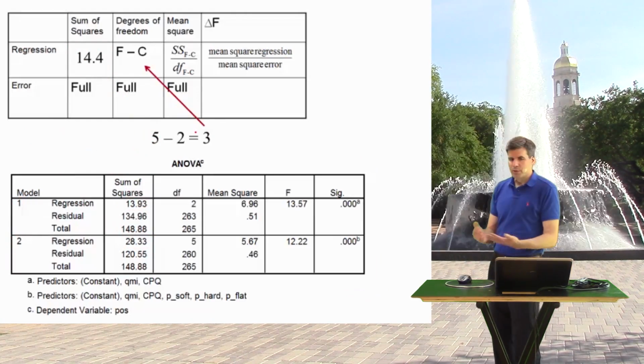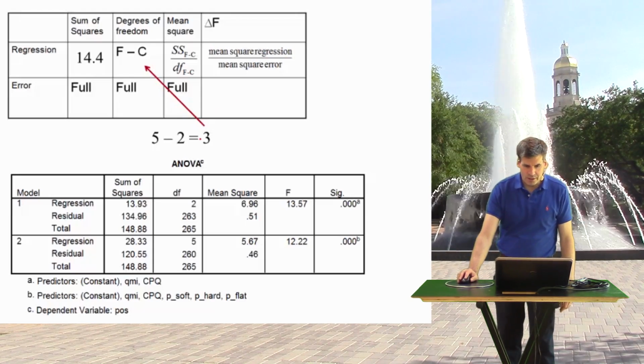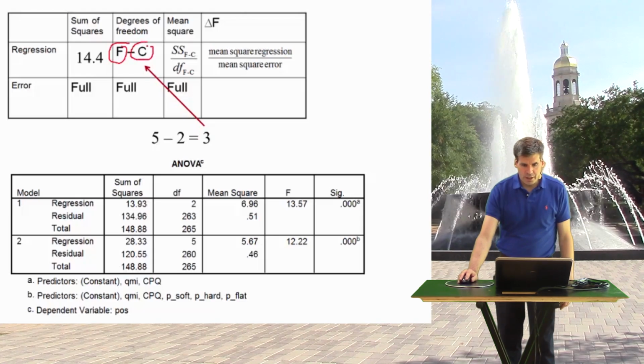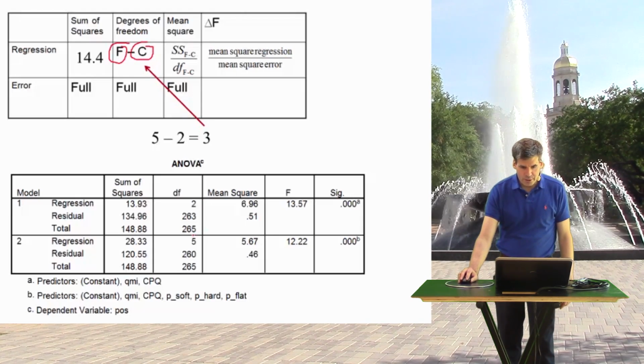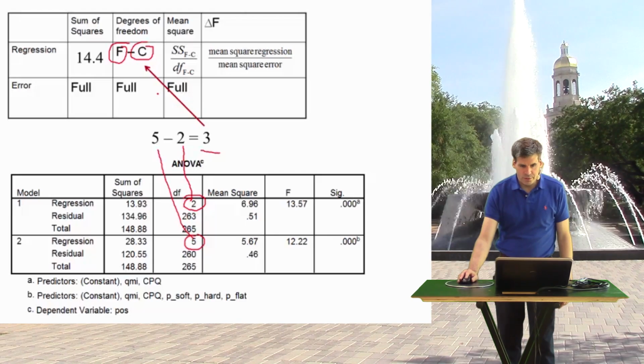Now we need to calculate our degrees of freedom for our regression, or degrees of freedom for explained variance. Again, we'll take our full model degrees of freedom minus constrained. Our full model degrees of freedom was 5. Let's put that right there. Constrained model degrees of freedom was 2. Put that right there. 5 minus 2 gets 3.